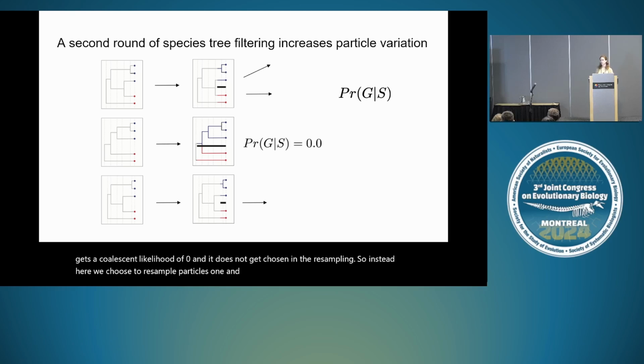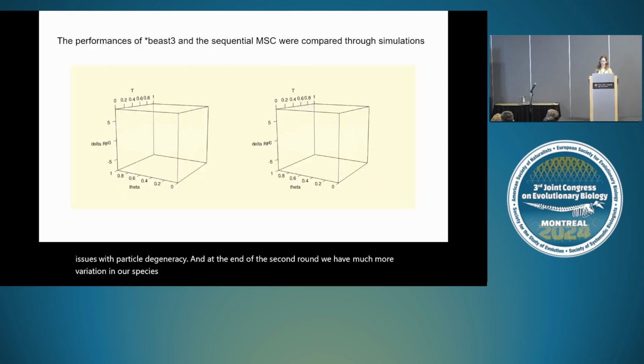The coalescent likelihood is less decisive than the Felsenstein likelihood that we used in the first round, and so this alleviates those issues with particle degeneracy, and at the end of this second round, we have much more variation in our species trees. Now I'll talk about how we've been testing our method.